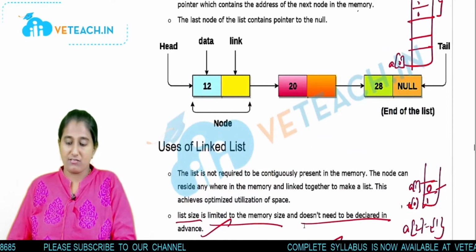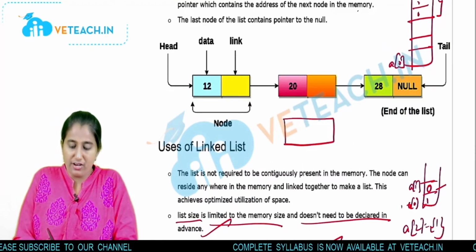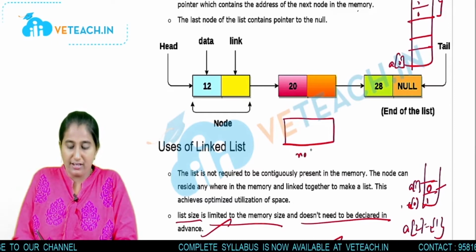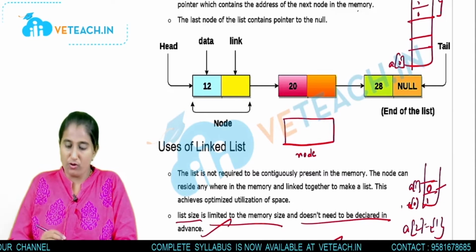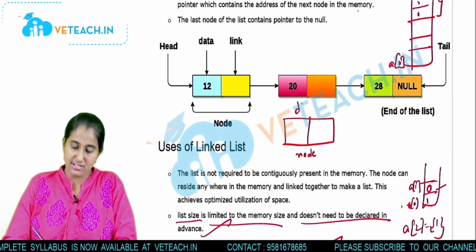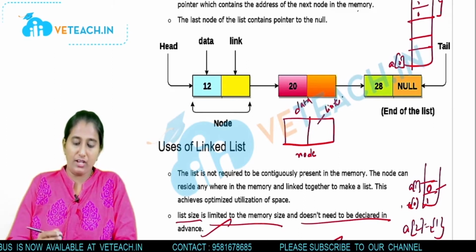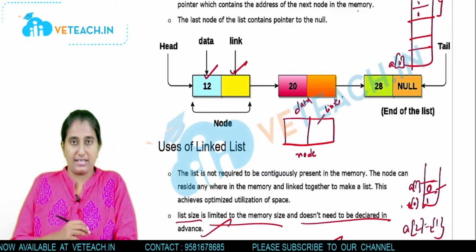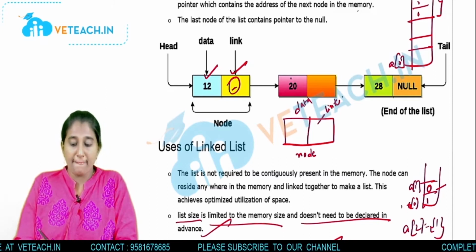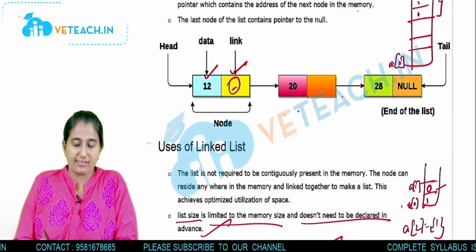You can see the linked list representation here. This is the node, and the node has two parts. As I said, this is the data part and this is the link part. What does this link contain? This link contains the next node address.